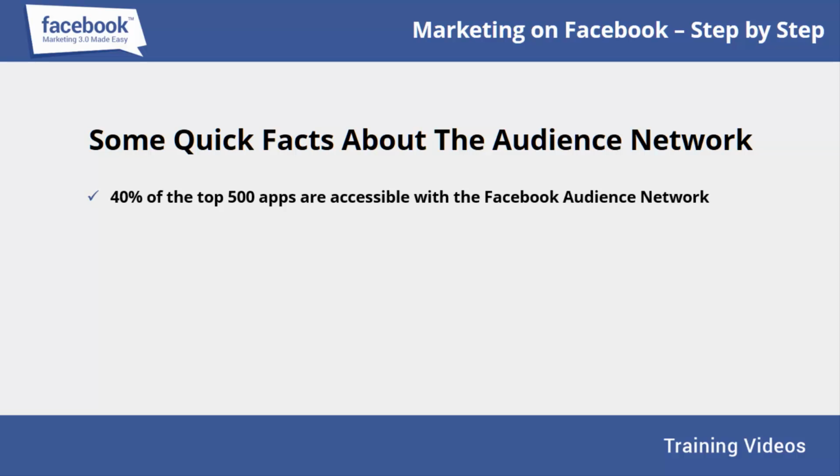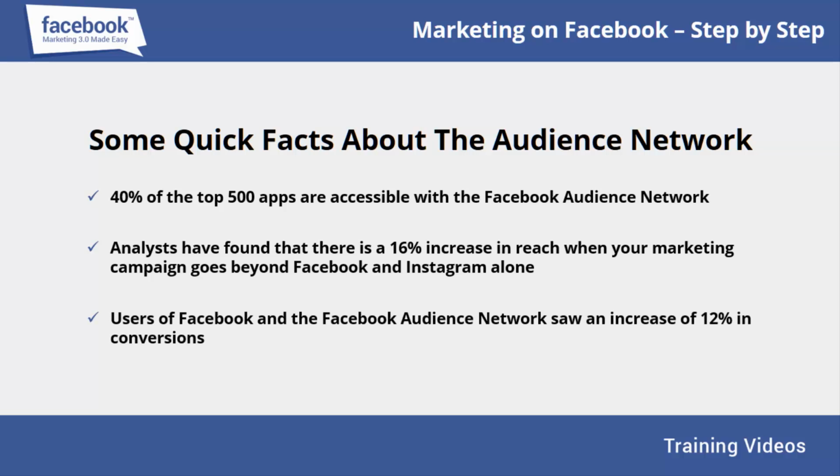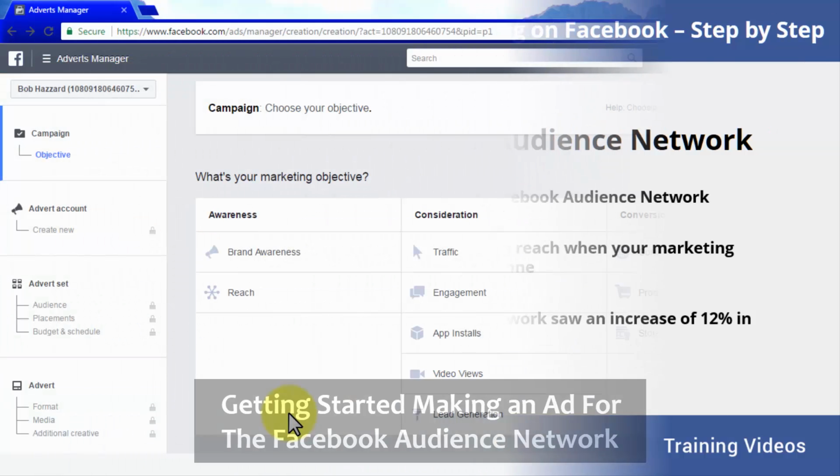40% of the top 500 apps are accessible with the Facebook Audience Network. Analysts have found that there is a 16% increase in reach when your marketing campaign goes beyond Facebook and Instagram alone. Users of Facebook and the Facebook Audience Network saw an increase of 12% in conversions.